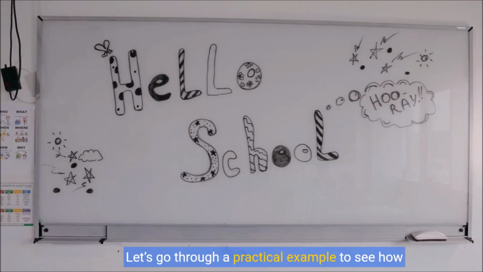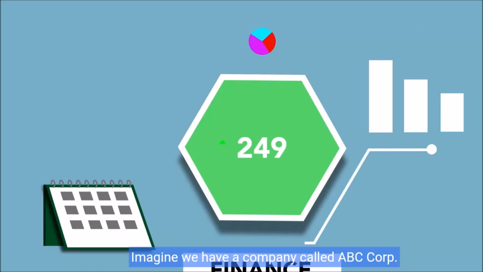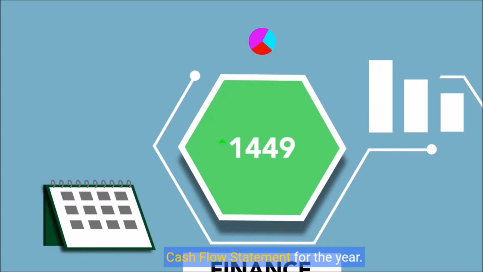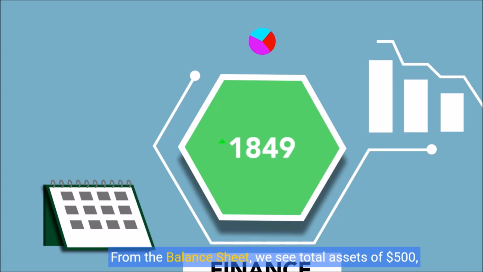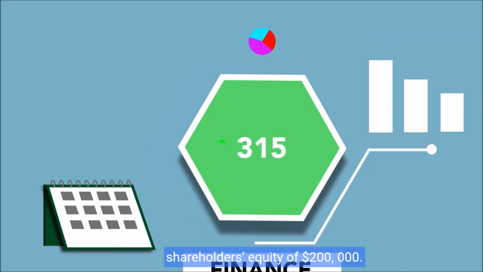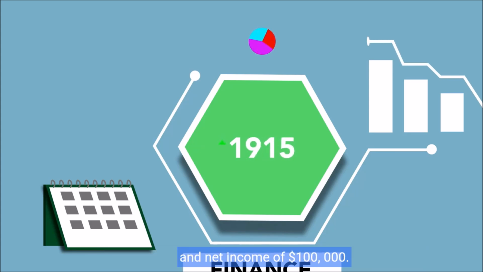Let's go through a practical example to see how these concepts work together. Imagine we have a company called ABC Corp. Here's their balance sheet, income statement, and cash flow statement for the year. From the balance sheet, we see total assets of $500,000 and total liabilities of $300,000, giving us a shareholders' equity of $200,000. The income statement shows revenues of $1,000 and net income of $100,000.